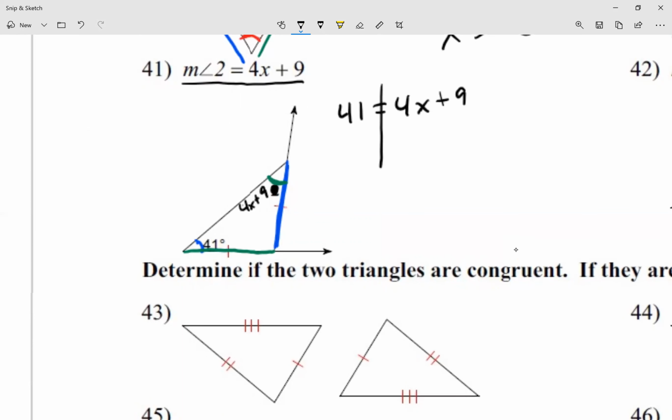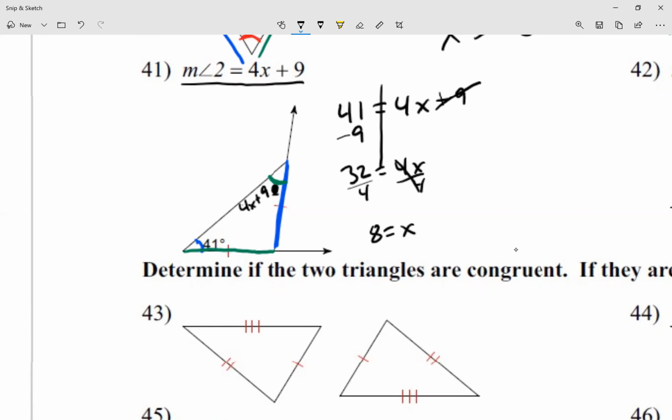Separate them at the equal sign. I want the 4x by itself, so the plus 9, let me move over as a minus 9. So that gives me 32 is equal to 4x. All right, 41 minus 9 is 32. So 32 equals 4x. I want x by itself. There's a 4 in front of x, so let me divide both sides by 4. So I get 8 is equal to x. So x equals 8. Cool. That was not bad.